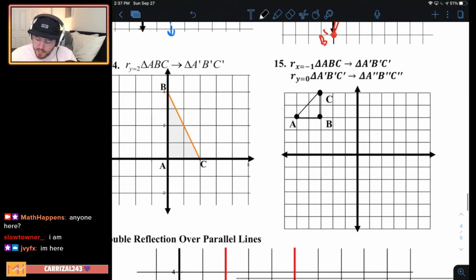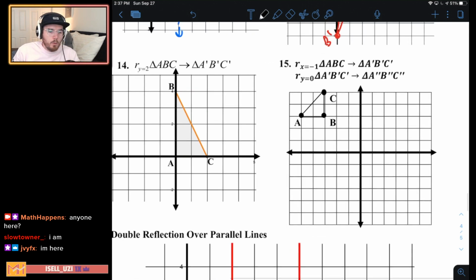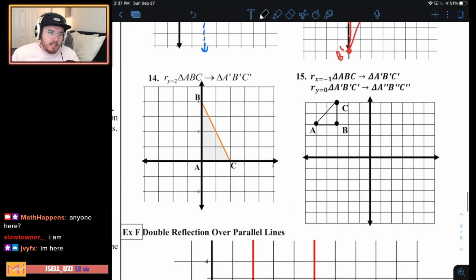Okay, let's look at 15. And we're basically done. It sucks that it got cut off and now this part is going to be in a separate video, and that's super irritating, but it is what it is.